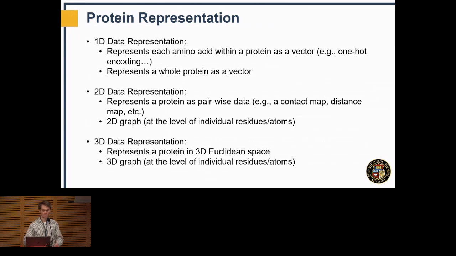You could also have a 2D graph representation, which is complementary to the 1D. You could add some structural information like a contact map or distance map and treat these as edge features in a graph. So this would be a two-dimensional graph on the level of residues or atoms if you're describing the protein structure that way. And then finally, a 3D graph representation would be lifting this two-dimensional graph up into Euclidean space. So now you're actually directly modeling the 3D coordinates of the protein and dealing with those in a direct way. In our approach, we mainly focus on a 2D data representation, and we'll explain some of the reasoning why.